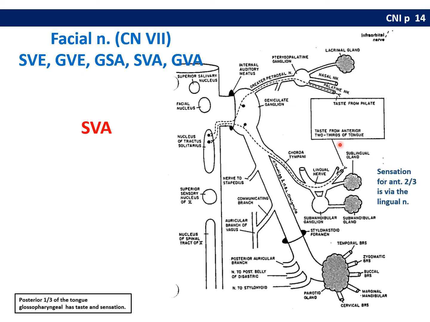The lingual nerve from our trigeminal nerve provided sensation for the anterior 2/3 of the tongue. And then the posterior 1/3 of the tongue, both taste and sensation, are via the glossopharyngeal nerve.